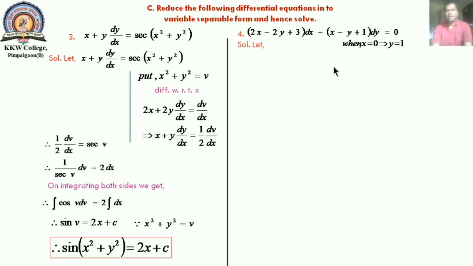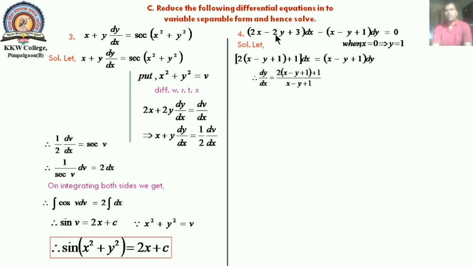Now we'll write: when x is equal to 0, y is equal to 1, the initial condition. First, we are going to find the general solution of the differential equation. Write this as dy by dx is equal to, take 2 outside common from this term for simplicity.